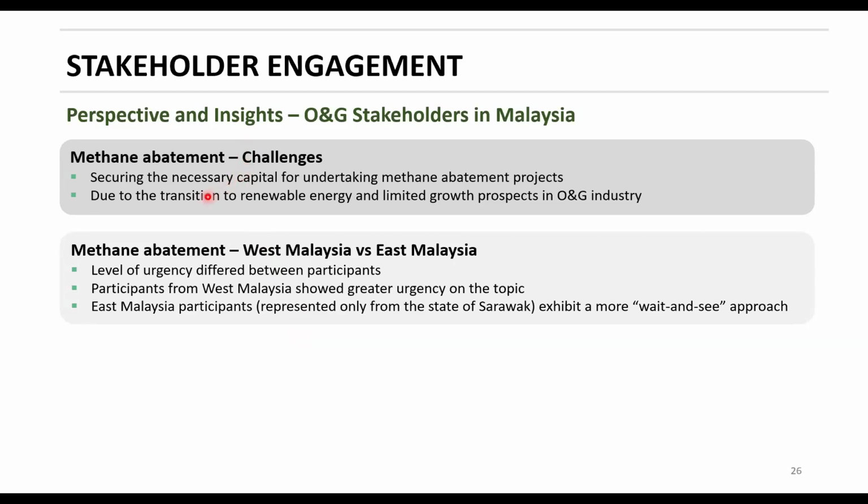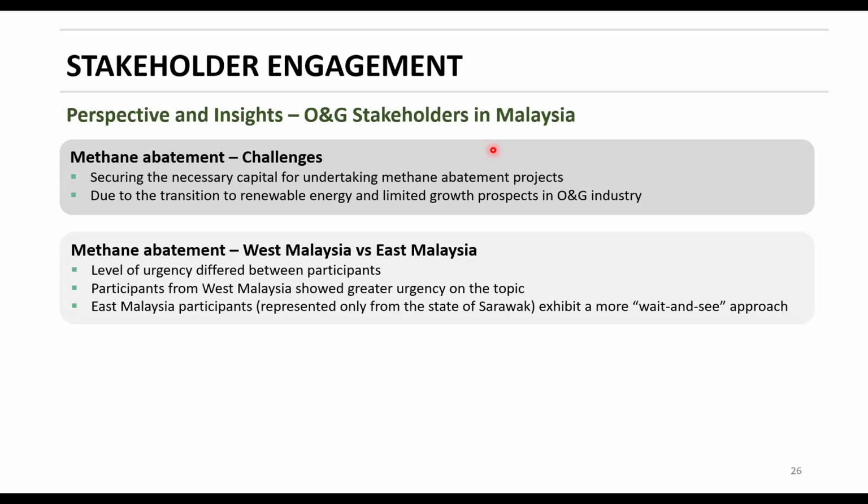And I think this is something that I had a discussion with Huang just before we started the session today. A lot of interesting feedback on securing capital for undertaking abatement projects in Malaysia. So a lot of the stakeholders mentioned in the engagement that a lot of challenges are there in terms of funding. When we talk about priority, what is the level of priority and urgency in doing methane abatement in Malaysia, especially in the oil and gas sector?